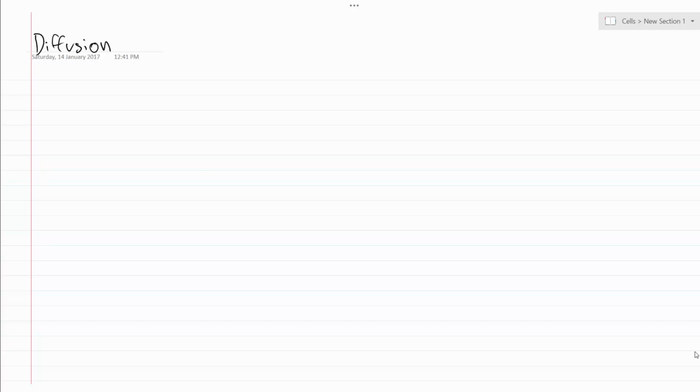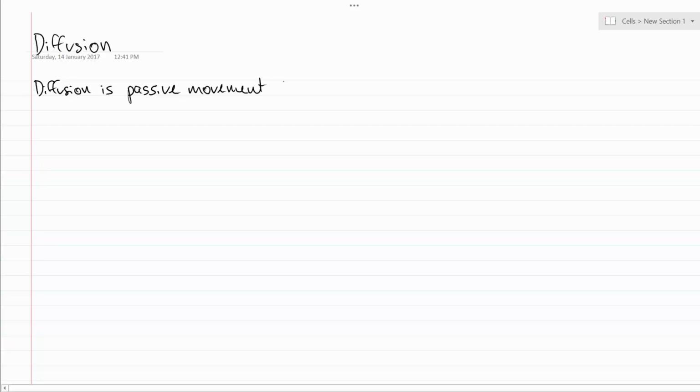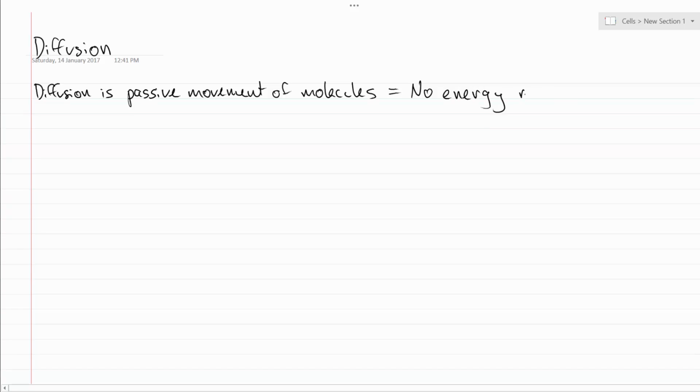Diffusion refers to the passive movement of molecules around a cell or an organism. So diffusion is passive movement of molecules, which means no energy required. So if something is passive, it means energy is not required for it to occur.